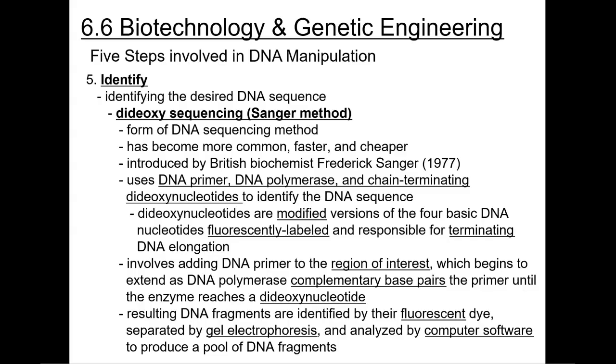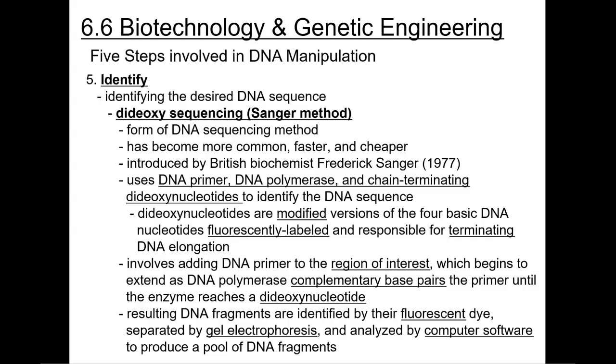It has become more common, faster, and cheaper to use. It was introduced by a British biochemist, Frederick Sanger, in 1977. And what it does is it uses a DNA primer, DNA polymerase, and chain-terminating dideoxynucleotides to identify the DNA sequence. Those dideoxynucleotides are going to be modified versions of the 4 basic DNA nucleotides, fluorescently labeled so you can see them under a black light, and responsible for terminating DNA elongation. So as it's making that strand, once it hits it, it will terminate and then that strand will be done.